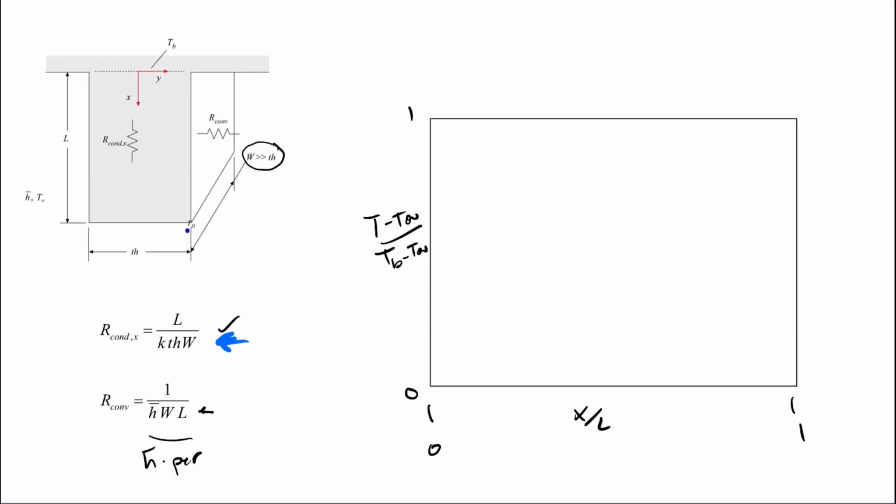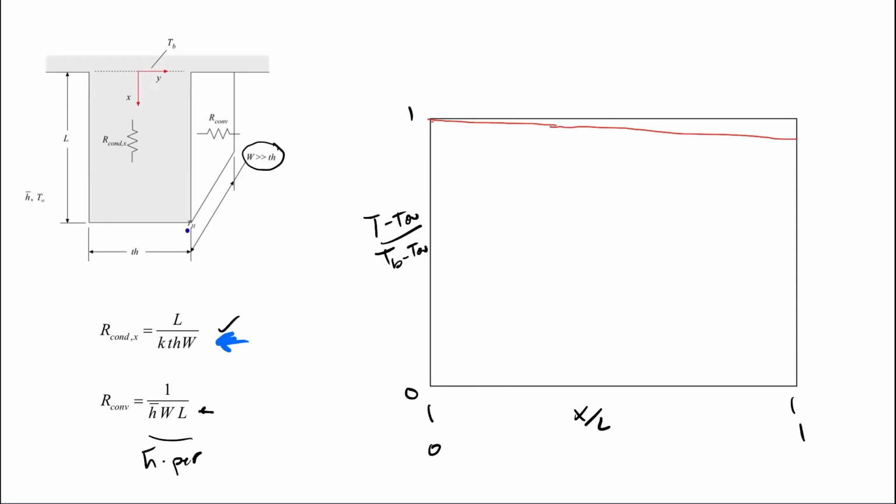Okay. So under those circumstances, what kind of temperature drop would I expect to see in the x direction? Really, really low resistance. It's a really good heat mover. I would expect to see something like this, where as a function of x, I'm really not losing that much temperature as it moves along the fin, right?